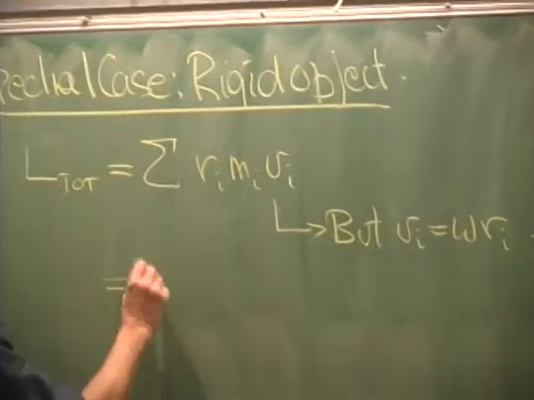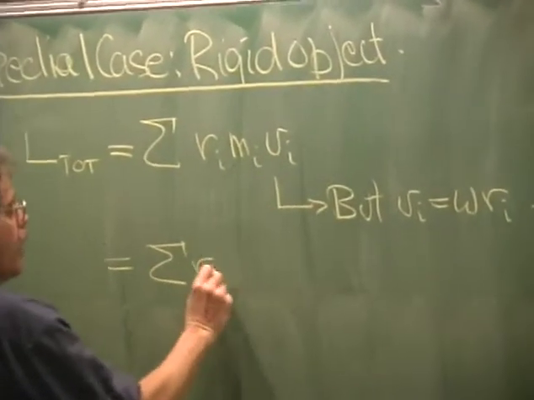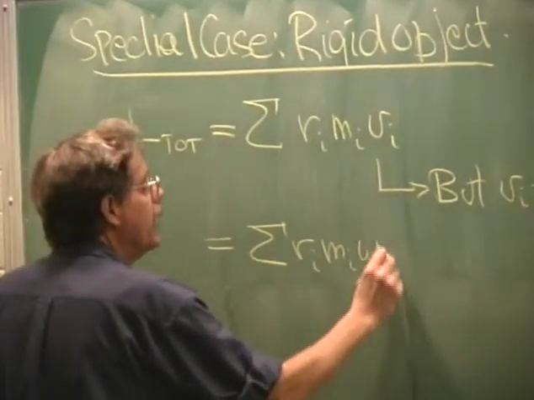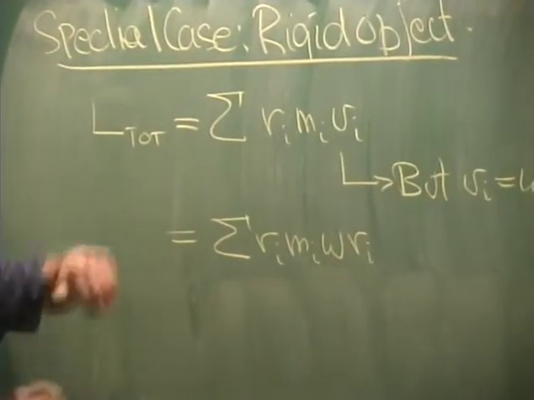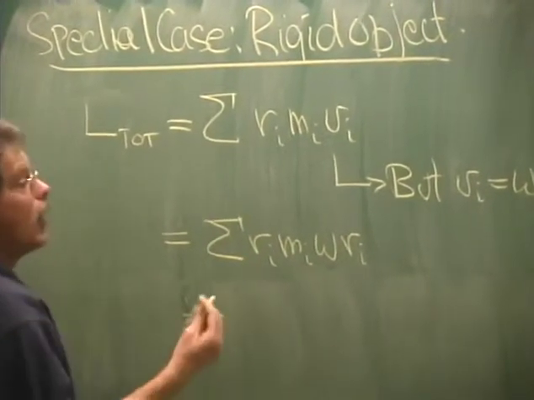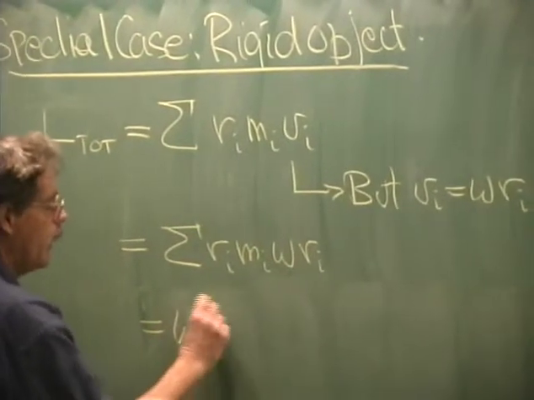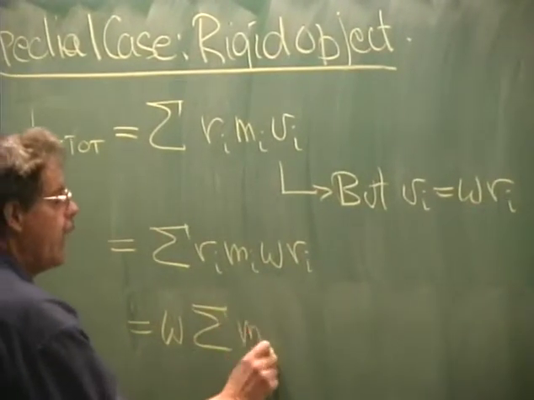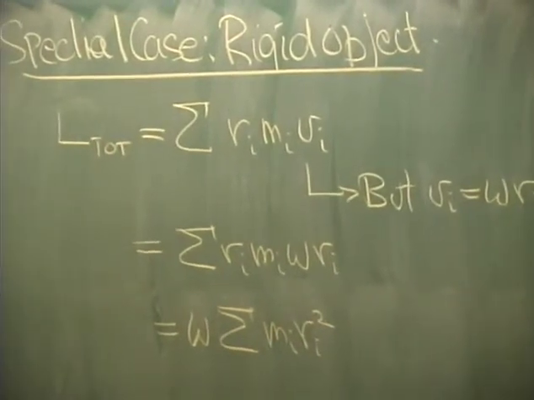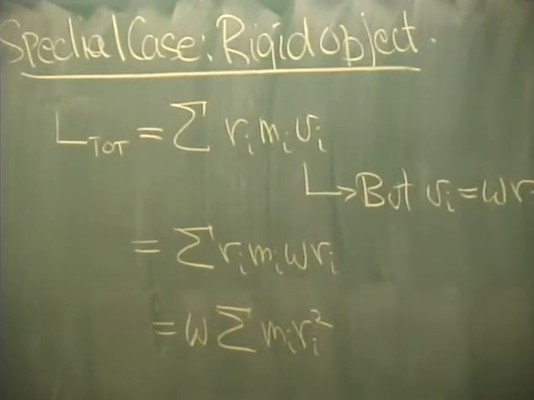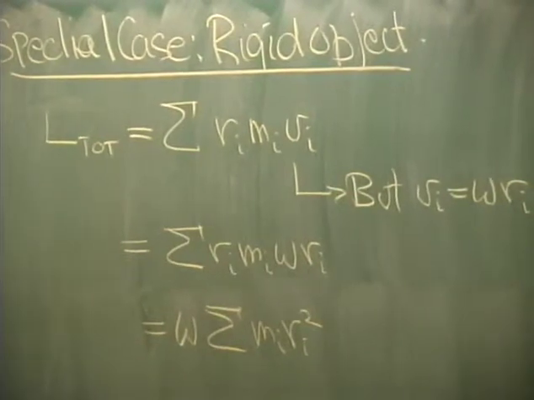So what is this? The sum of r_i m_i omega r_i. Omega, however, is the same for all the points on there. That's just the angular velocity of the whole object. That comes out in front: omega times the sum of m_i r_i squared. Do you happen to remember that sum? Recognize that sum? What's that?